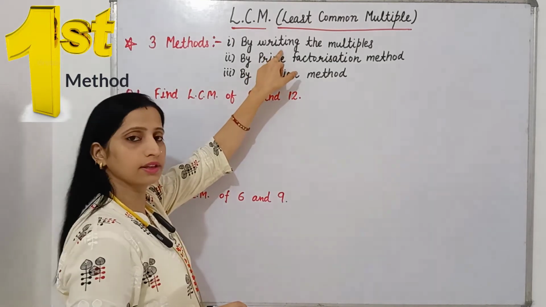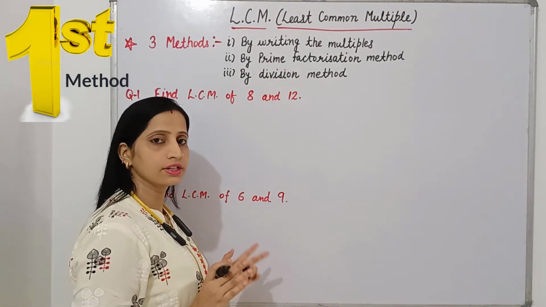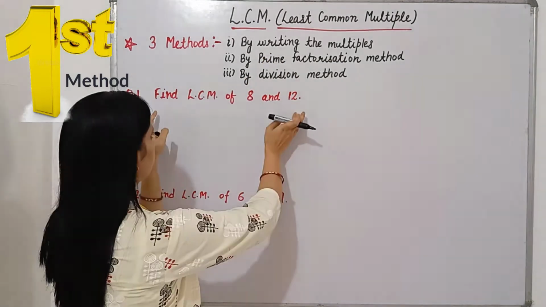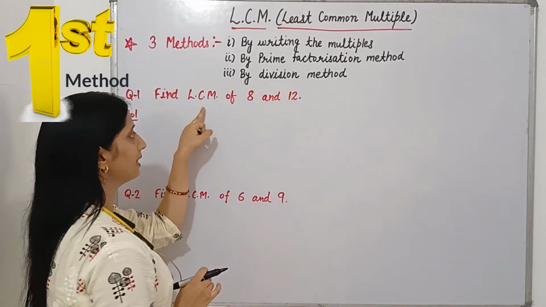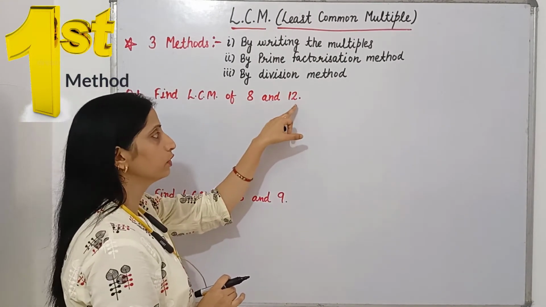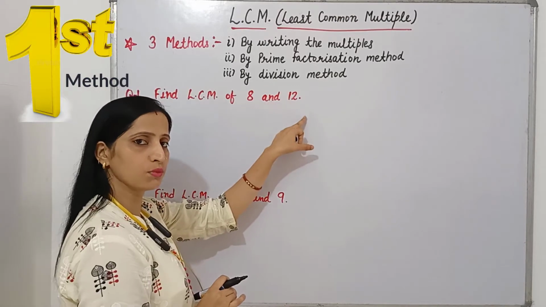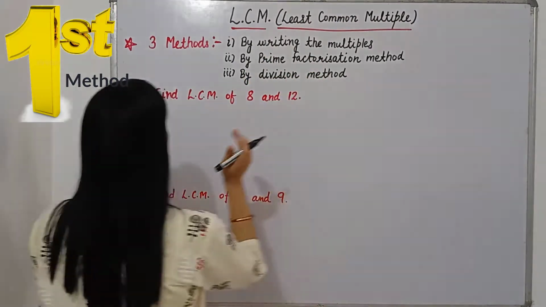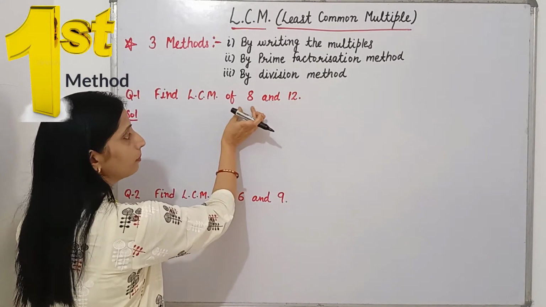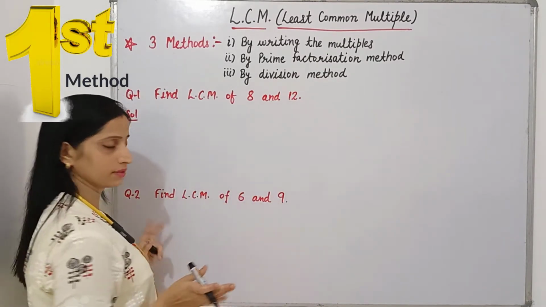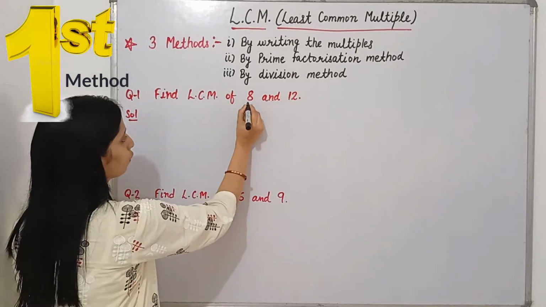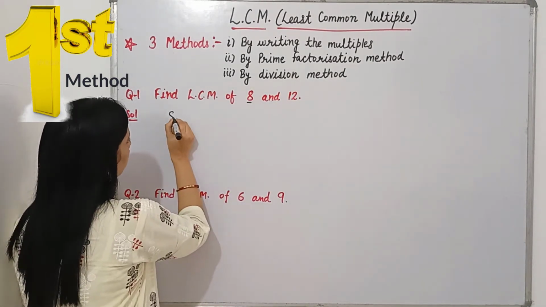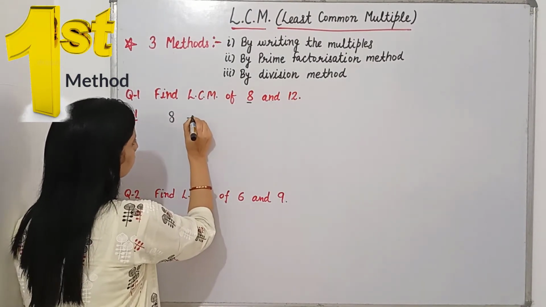Usually we use this method when the numbers are smaller. For example, here the question is find LCM of 8 and 12. So you can see that the numbers are small, so we can use the first method. So what we will do? We will write the multiples of these numbers. First of all, let's begin from 8. So we will write the multiples of 8.